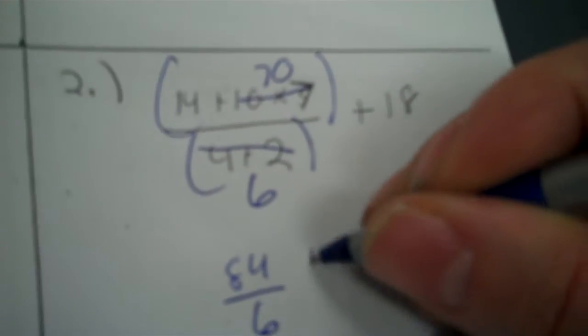That's an easy parentheses. That's 6. Plus and times. Multiply comes before adding. 70. Okay, and then 14 plus 70 gives me 84. So you have 84 divided by 6 plus 18.